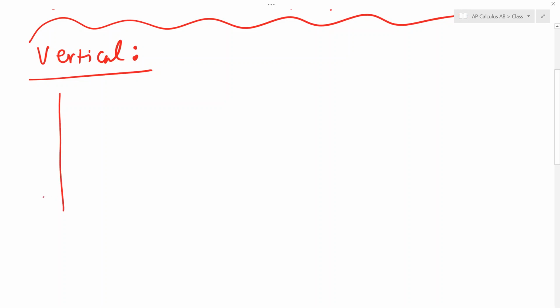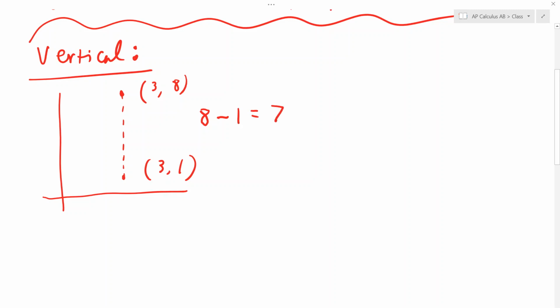If I were to make up two fantastic points, like one here at 3,8 and one here at 3,1, and I asked you, Kevin, how far apart are those 2 points? You would tell me 7. Okay? And you know what math we did there? 8 minus 1, 7. That's so easy, right? We're going to exploit that a little bit.